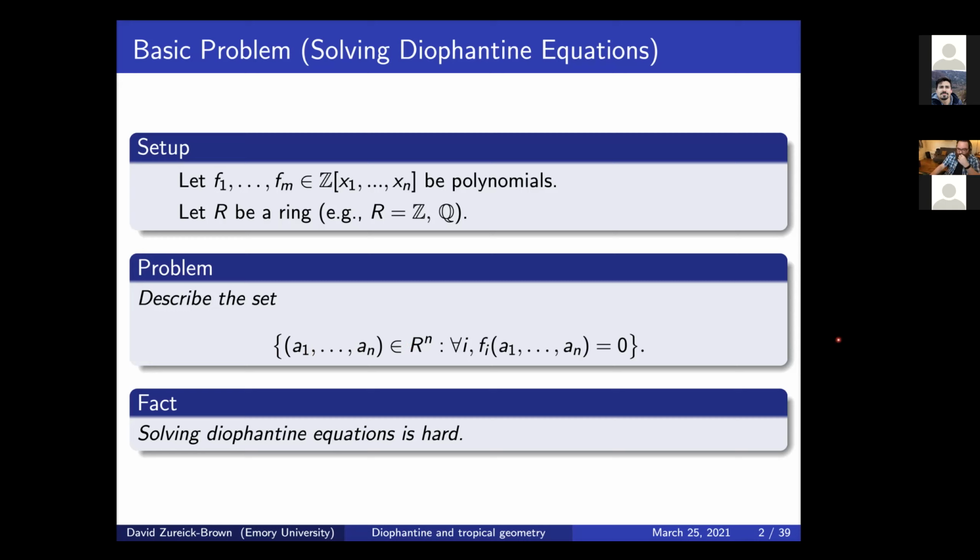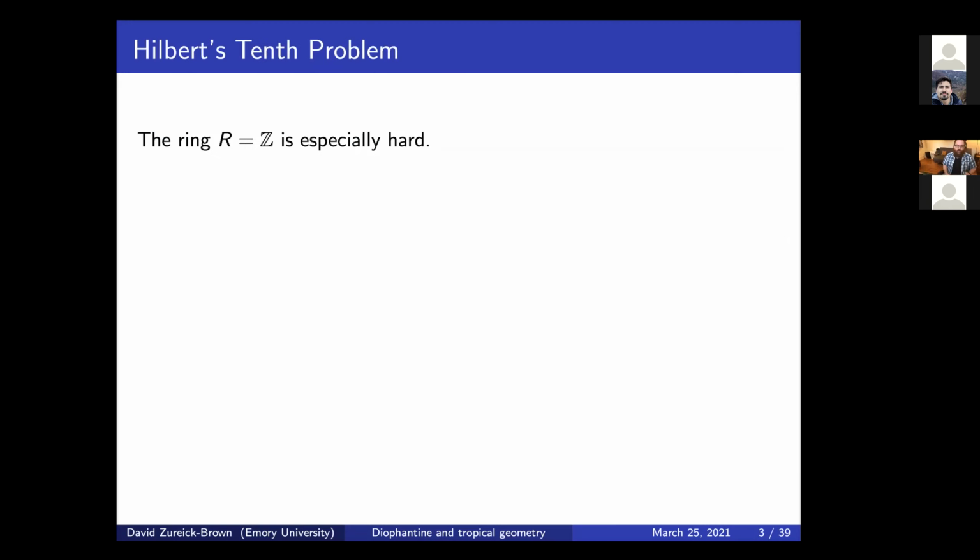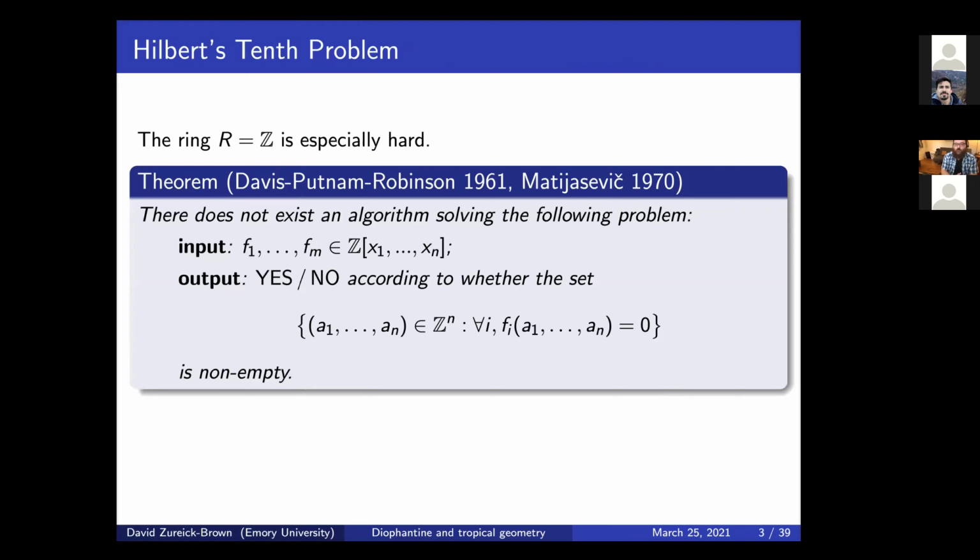And it's a fact that solving equations is hard. In fact, it's provably hard. So Hilbert's 10th problem is just about the ring R equals Z. Hilbert stated this problem as: devise a procedure by which... well, it turns out what he thought we could do, we couldn't. It's a theorem from the 60s and 70s that there does not exist an algorithm, a program in Magma or C or Python, which solves the following problem. Input some polynomials and output, forget about all the solutions, just yes or no. Is there an integer solution to your equation or set of equations?